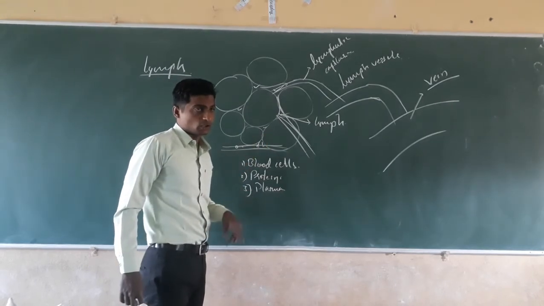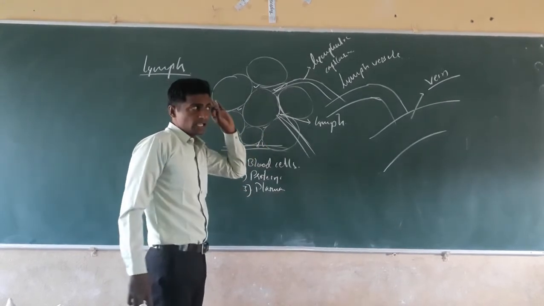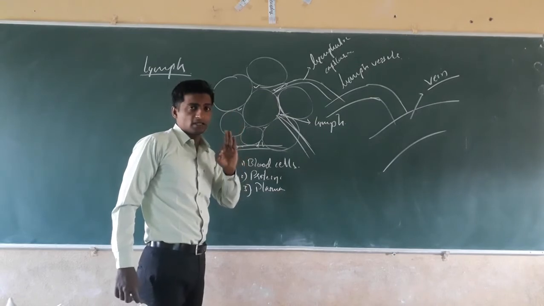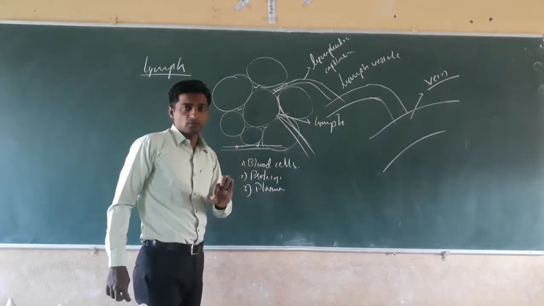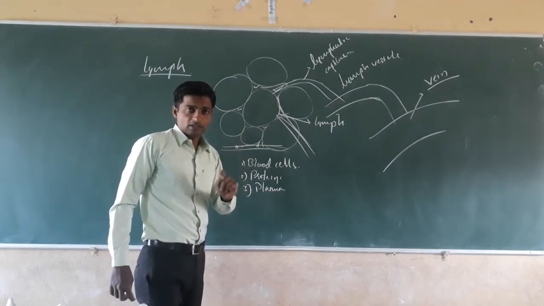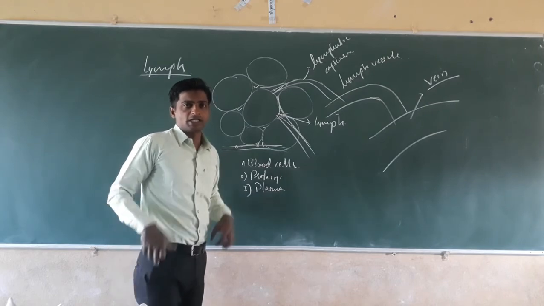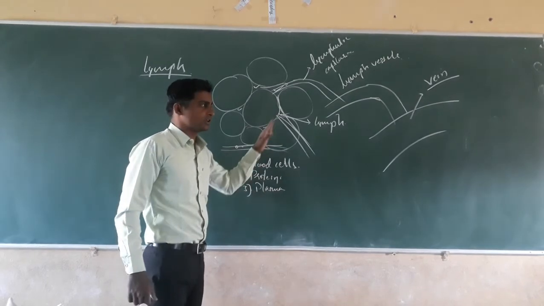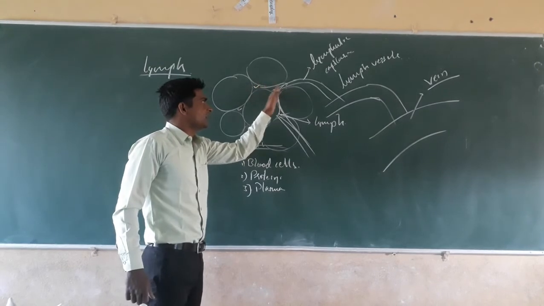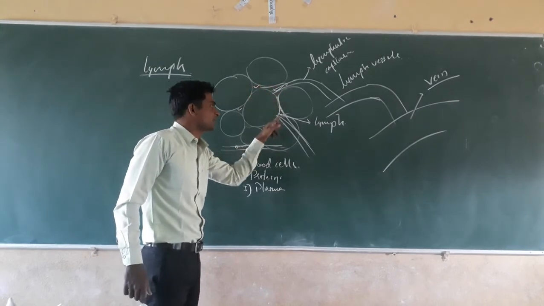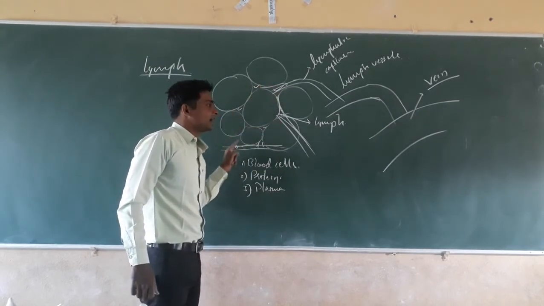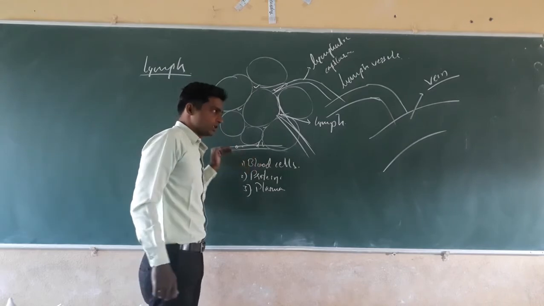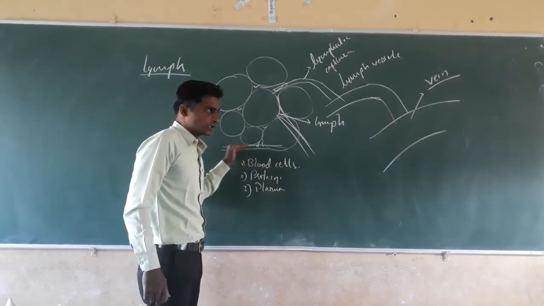See, once again I will tell you, lymph is one more type of liquid along with the blood. It is circulating in our body, and it is present in between the cells, in the intercellular space, and it is produced during the circulation of blood.